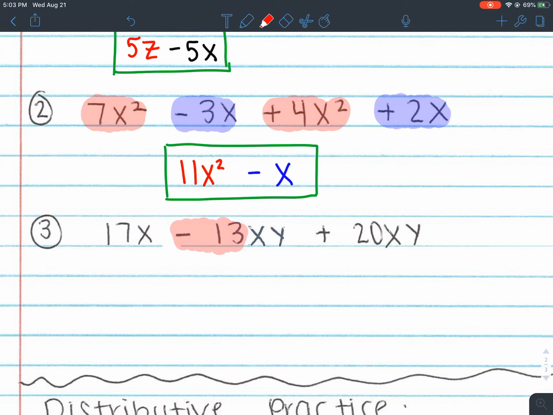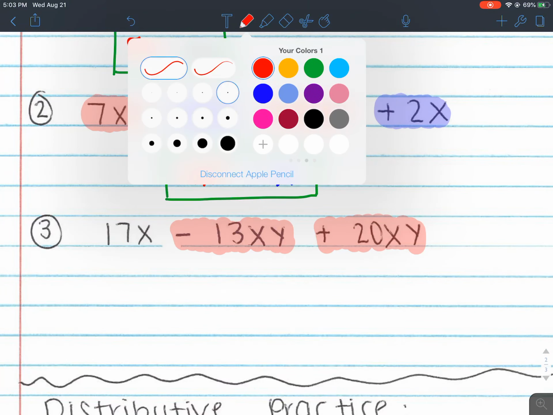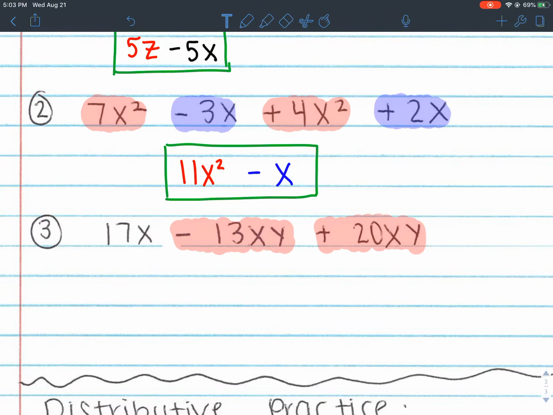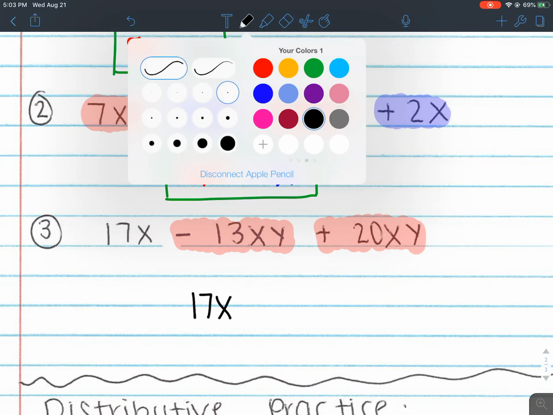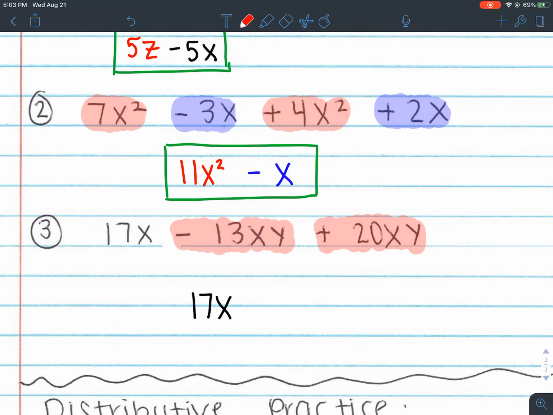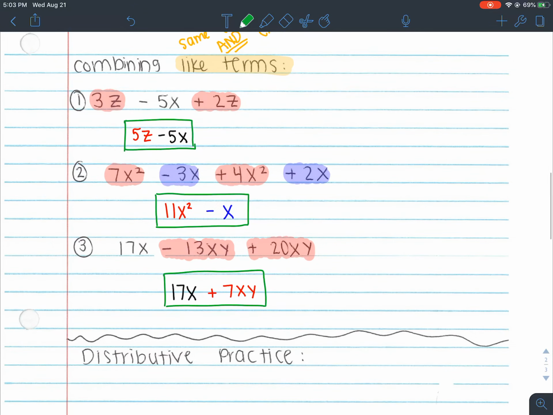Yes. Negative 3xy and then 20xy are like terms because their variables are exactly the same, and so are their exponents. What about 17x? Does anything match up with 17x? No. So 17x is just going to stay in the front as is, like normal. But now I have negative 13xy plus 20xy. That's going to be a positive 7xy. That's my final answer there. I cannot combine those. They're not like terms, so that's it.